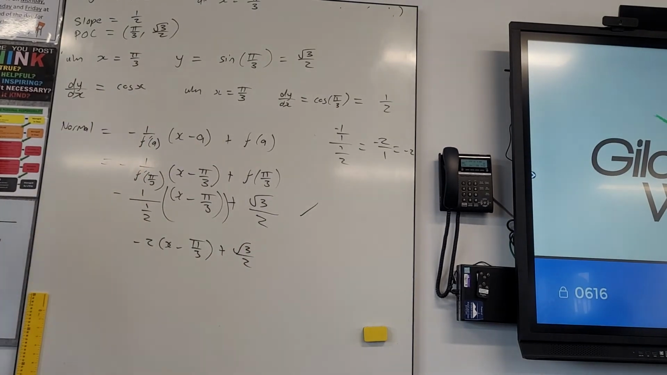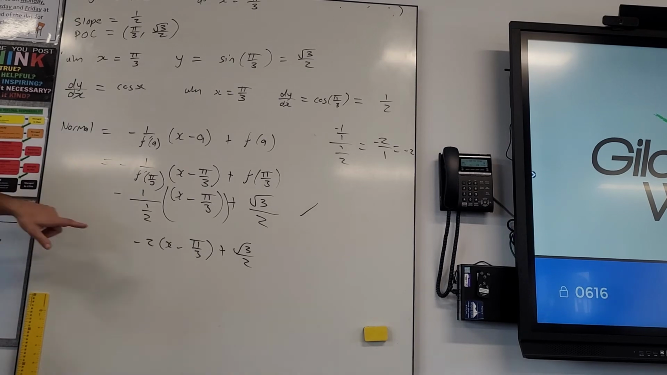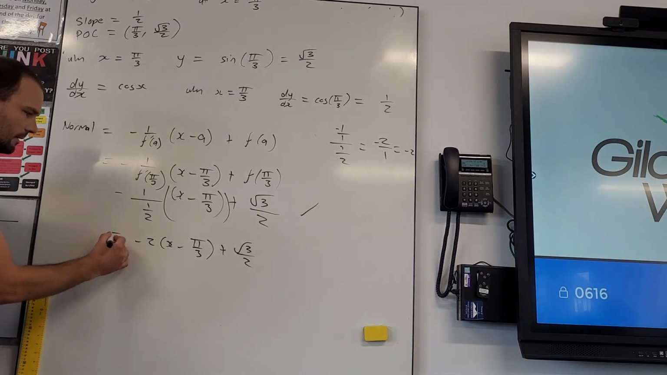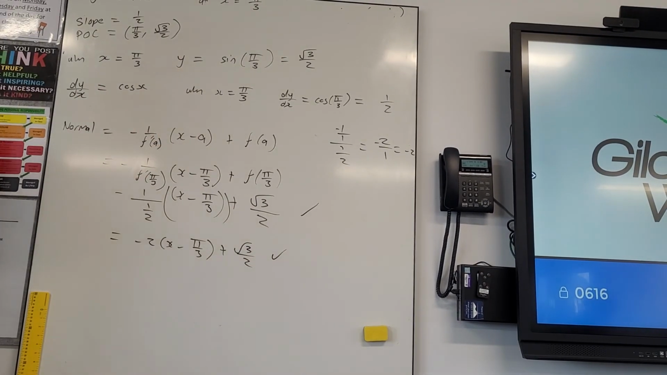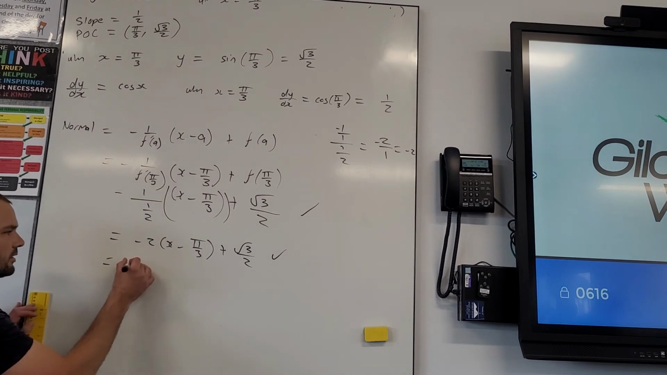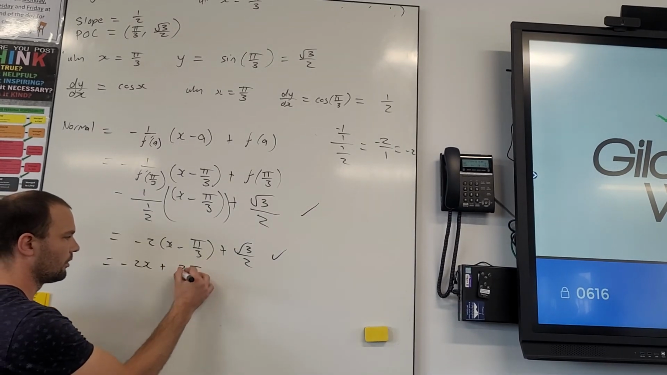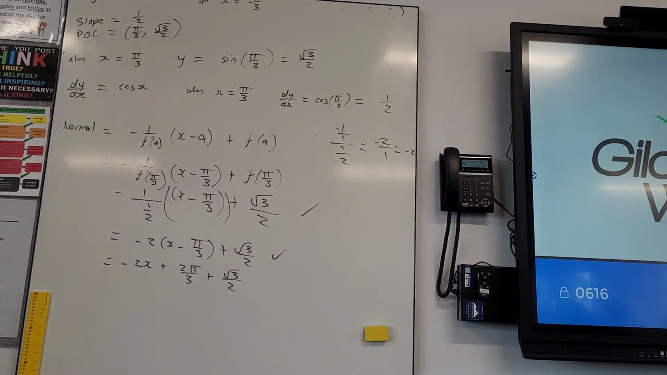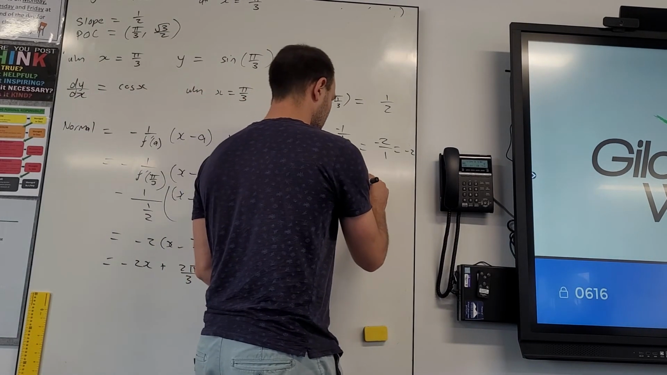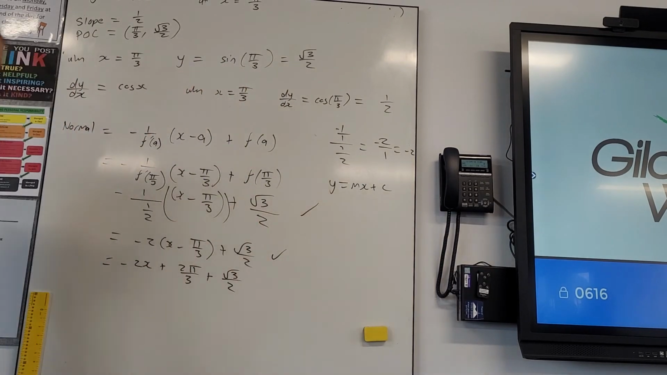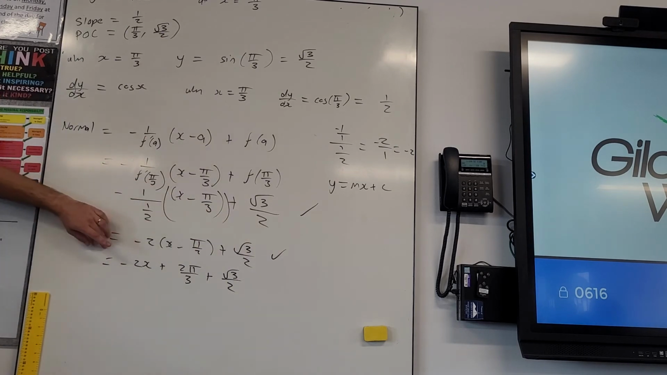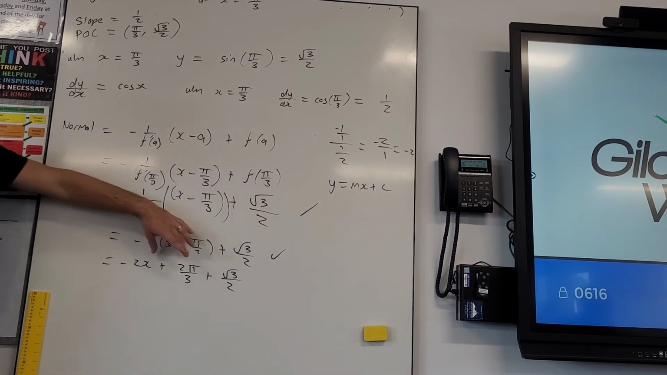Now when you have a problem like this, there's lots of ways it could be represented. So you might have an answer, and it may be represented a little bit differently in the back of the book. So I'll just show you a couple of ways. Here you've got it simplified. But it could be like this, it could be minus 2x plus 2 pi on 3 plus root 3 on 2. Remember, it's the equation of a line. The equation of a line is y equals mx plus c. So what's our value of m in this circumstance? What's our value of m? Minus 2. It's the coefficient of x.